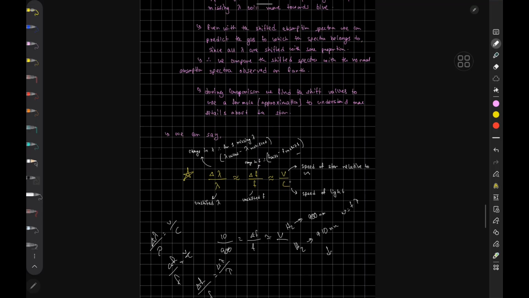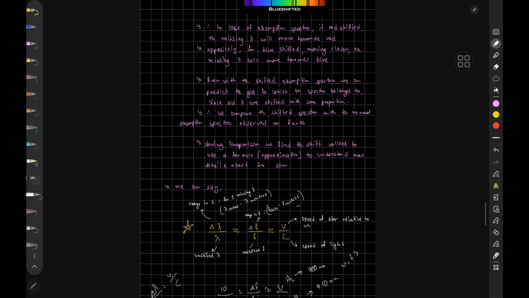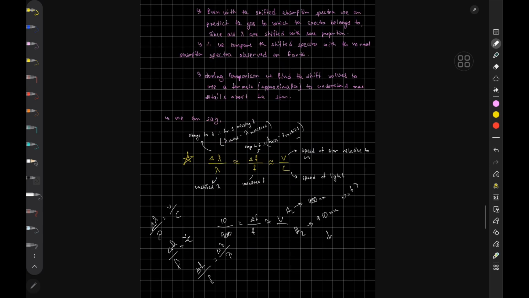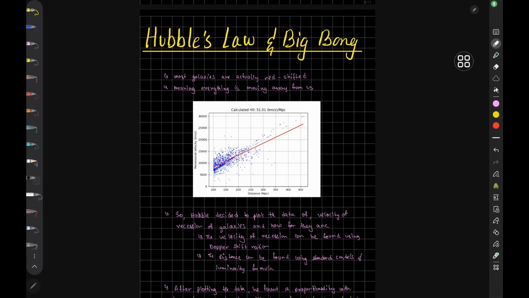You have to be able to use the formula you have over here when they pose you a question: what is the recession velocity of this galaxy which has this shift in wavelength XYZ? So you'll be able to use this formula, very important, to find out the answer. Now, the last thing that you have to cover in the entirety of the A2 physics syllabus, and also astronomy and cosmology, sadly, is Hubble's law and Big Bang theory.